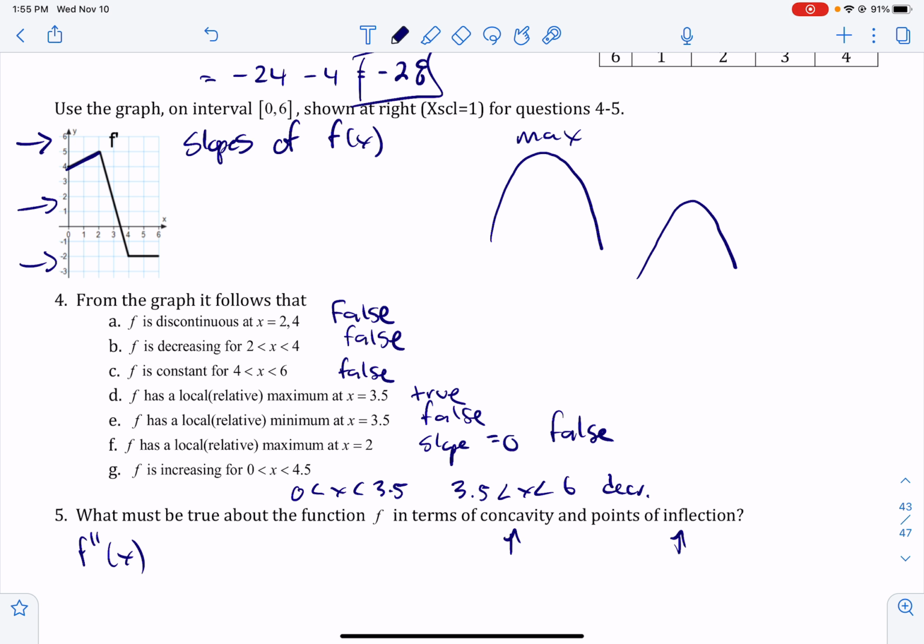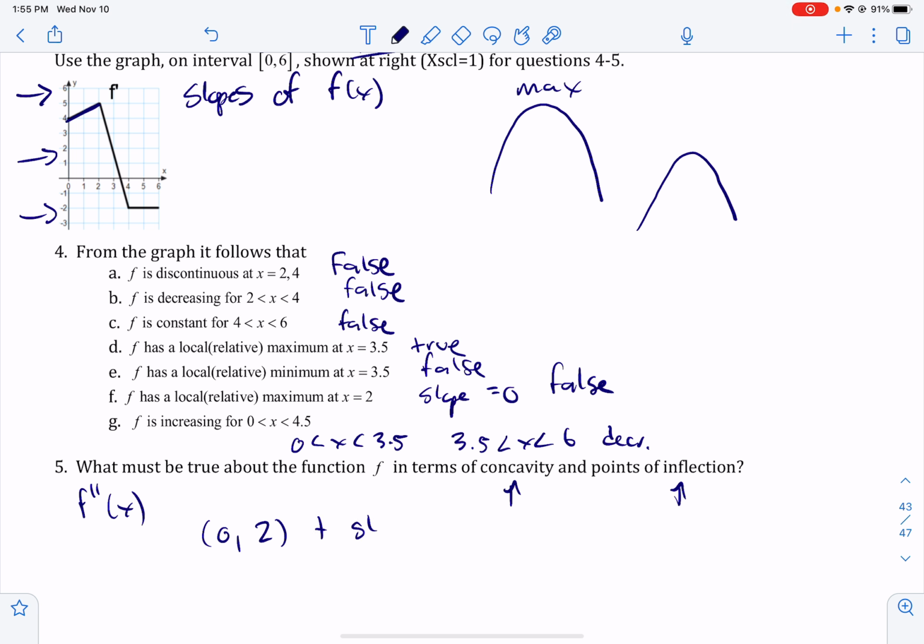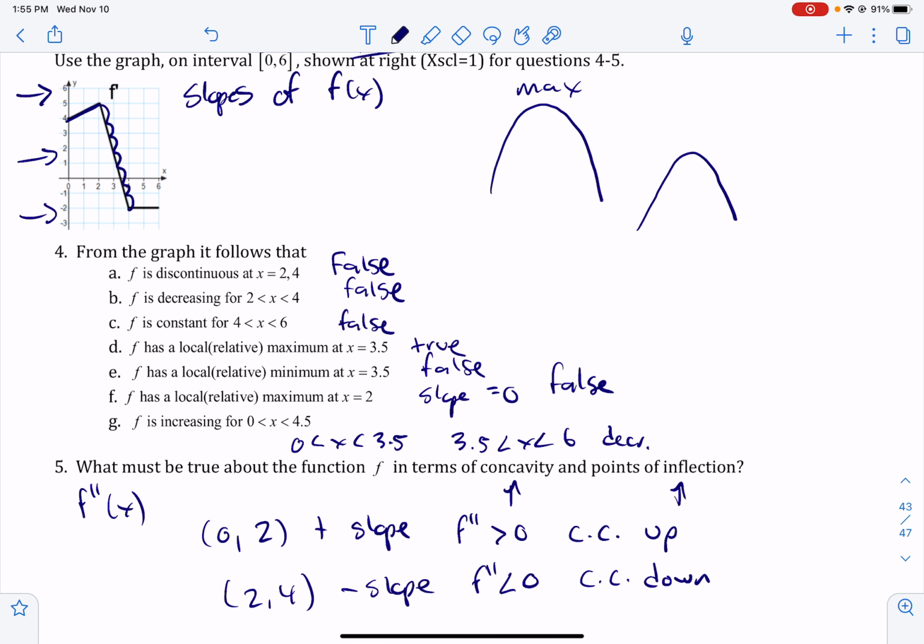So my slope is positive from 0 until I get to 2. I have a positive slope, which means my f double prime is going to be greater than 0, which means I'm going to be concave up. Then from 2 all the way until I get to 4, I have a negative slope. So that tells me that my f double prime is going to be less than 0, which tells me that I'm going to be concave down.